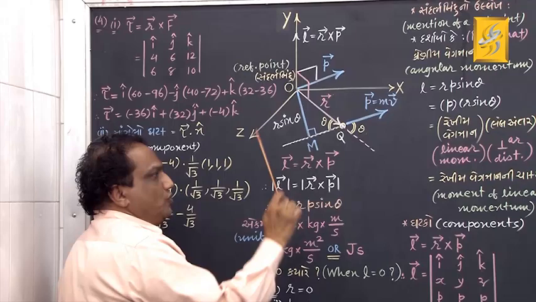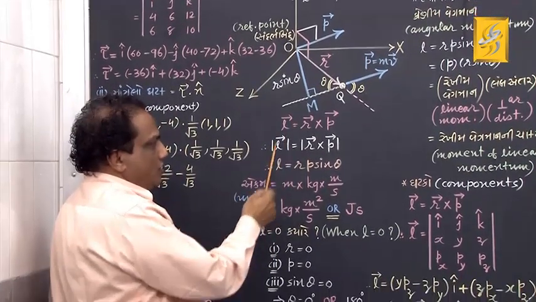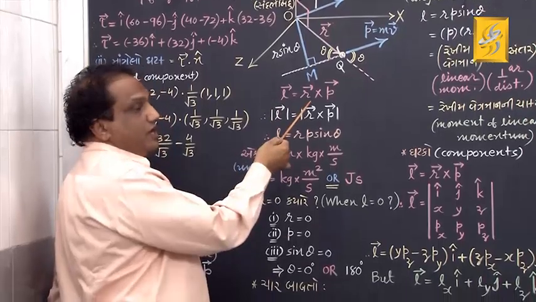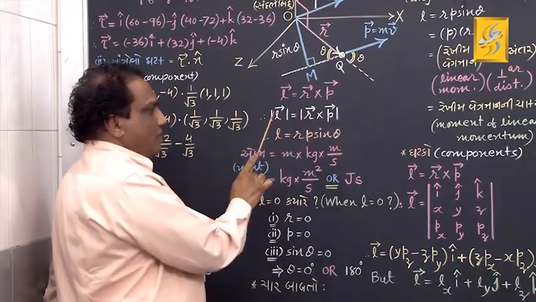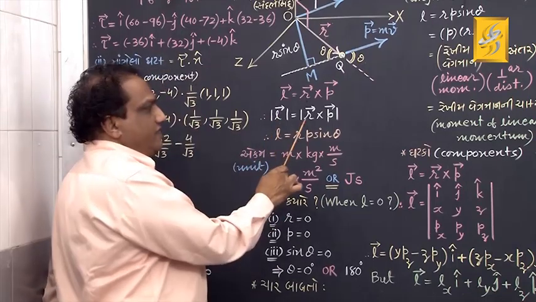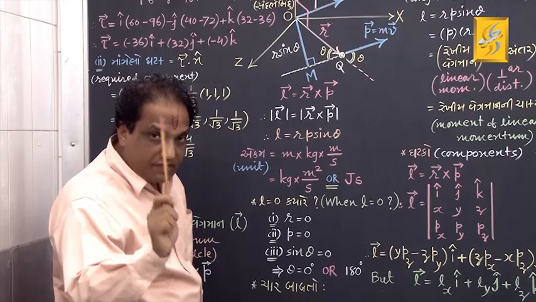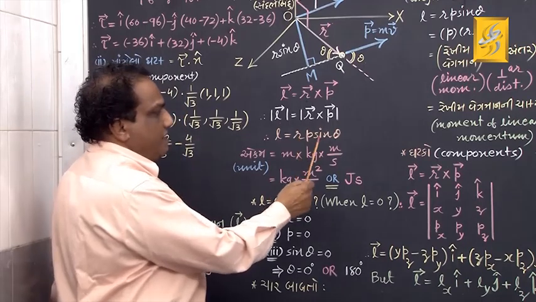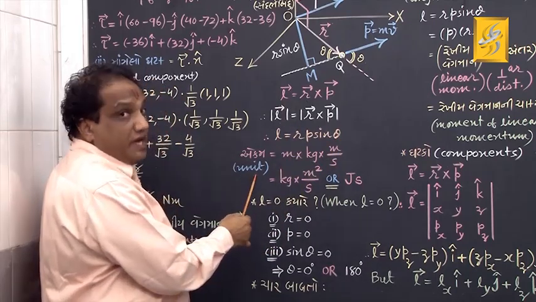Take magnitudes on both the sides. When you take magnitude here, it is modulus of vector L. When you take magnitude here, modulus of vector r cross vector p. Modulus of vector L is L. And if it is vector a cross vector b, what is the modulus? ab sin theta. Similarly, here r p sin theta. Fine. Now find out the SI unit.